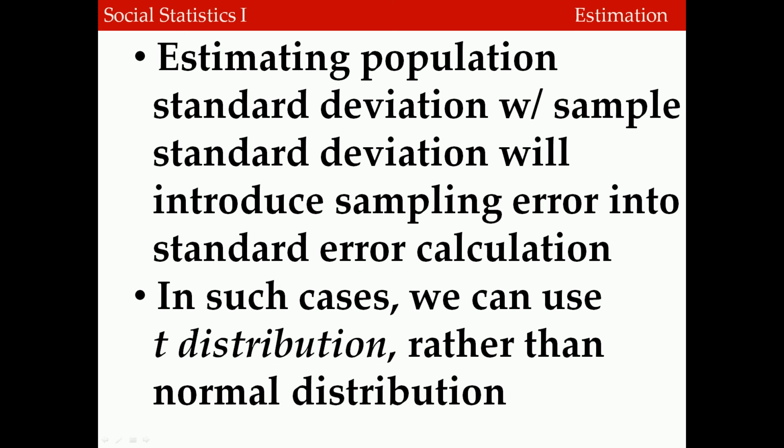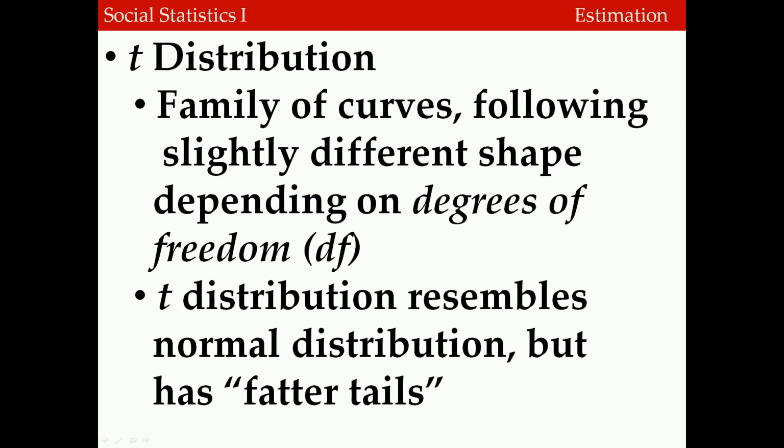However, estimating the population standard deviation with the sample standard deviation creates a problem. It introduces additional sampling error, and we need to take into account the additional sampling error because that's going to throw off our estimates a bit. In cases like this, we use something called the t-distribution rather than the normal distribution. So the t-distribution is a family of curves that follows a slightly different shape depending on their degrees of freedom. And so there's a different curve corresponding to different degrees of freedom.